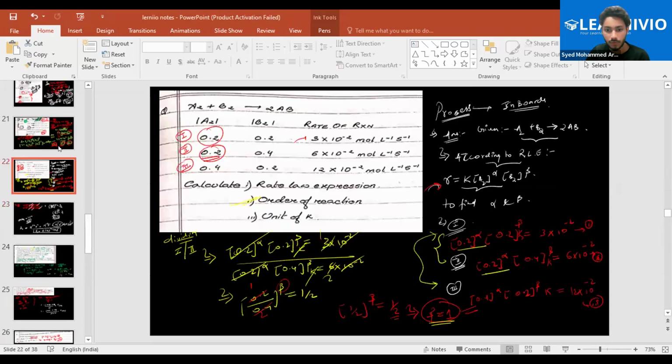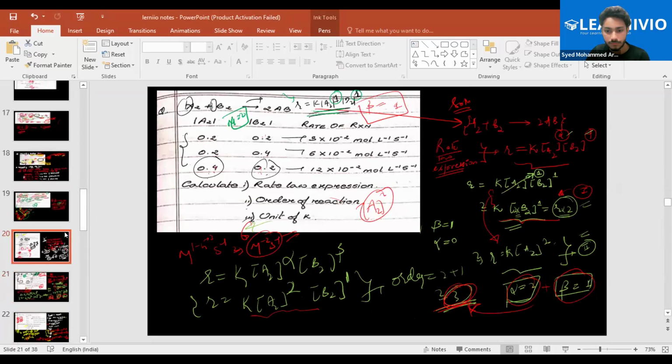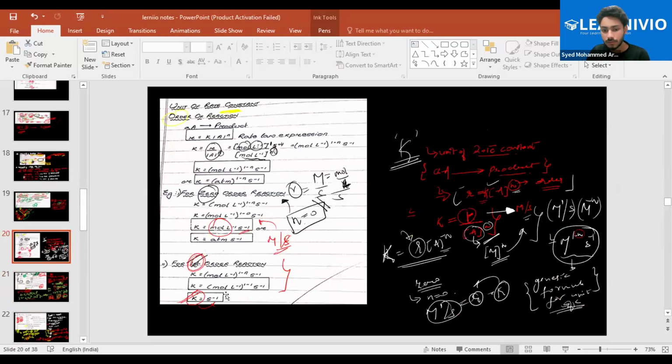I think the formula would be here. The first one is zero order. So the formula would be for the nth order of reaction, which you have to find, and the derivation that I have done. So if you see here, it would be M to the power 1 minus n, s minus 1. So just put the minus value of n and get the value of n.